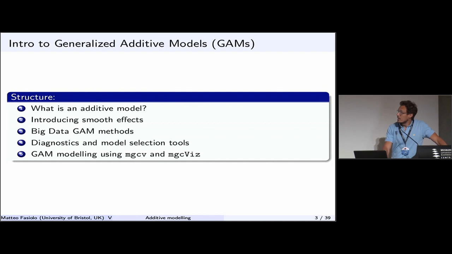So I start with introducing GAM models. The first thing is to give a definition of what is an additive model. Then I will briefly introduce smooth effects. And then I will also talk about big data methods for GAM models. Then I will explain some diagnostics and model selection tools. And finally, we get to see how to use this method in mgcv and mgcv's R packages.